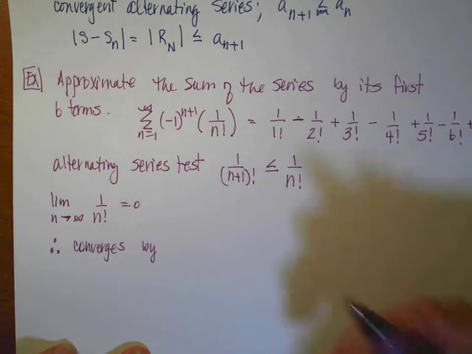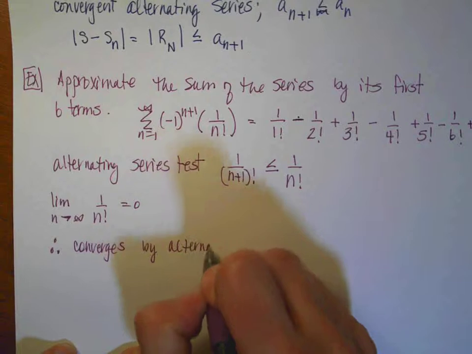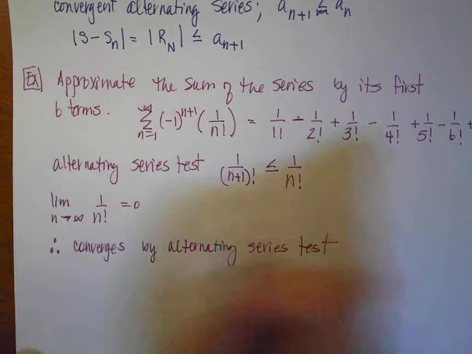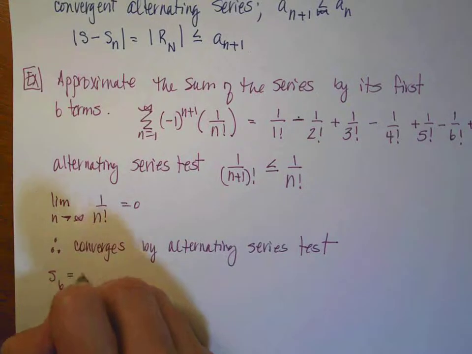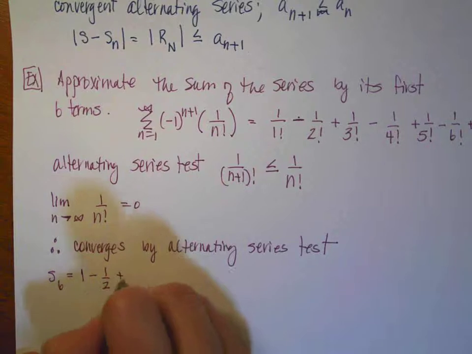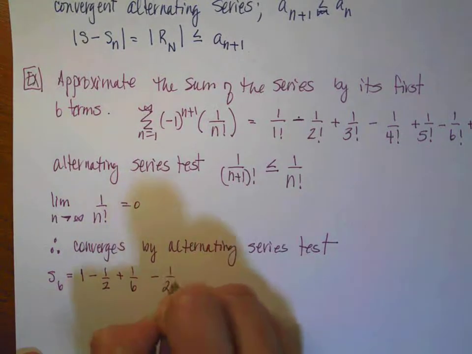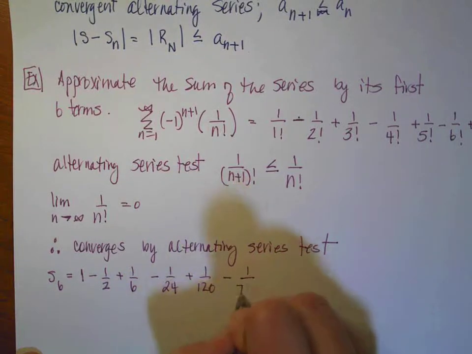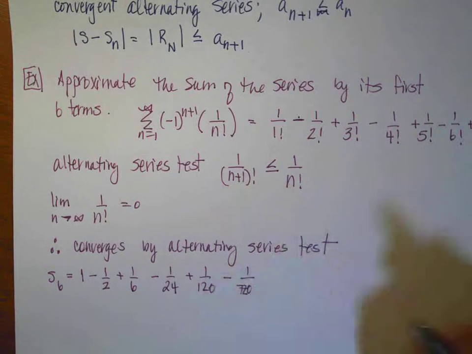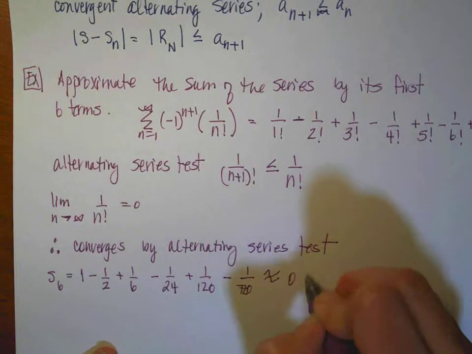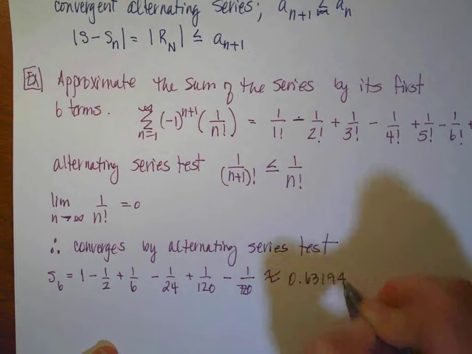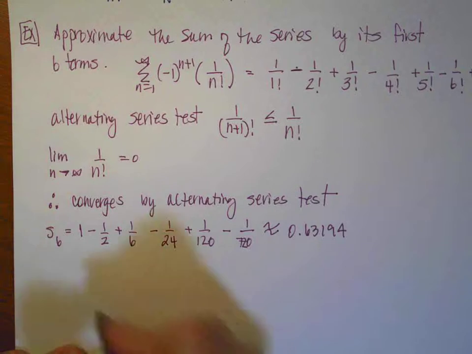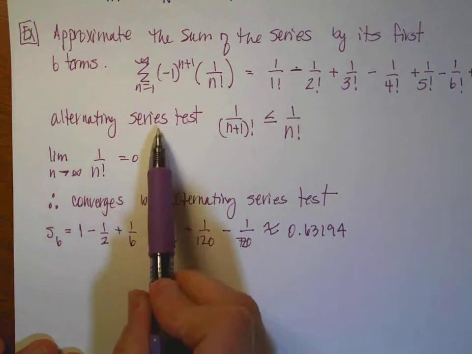So you have to show that it converges by the alternating series test before you can approximate the sum. And our sixth partial sum is 1 minus a half plus 1/6 minus 1 over 24 plus 1 over 120 minus 1 over 720. If you add all those together, you get 0.63194. And that's our sixth partial sum, which means it's the sum of the first six terms.